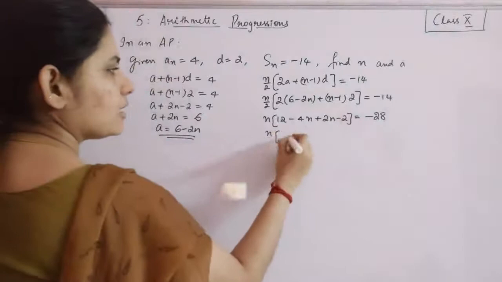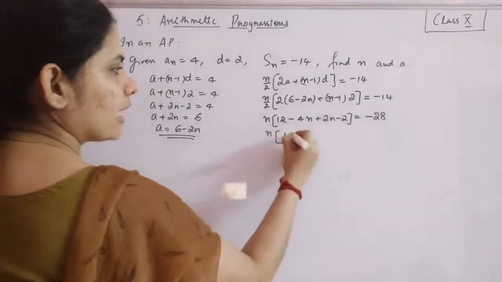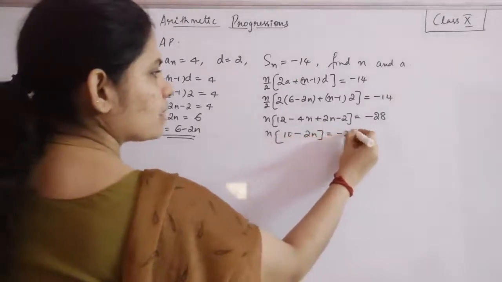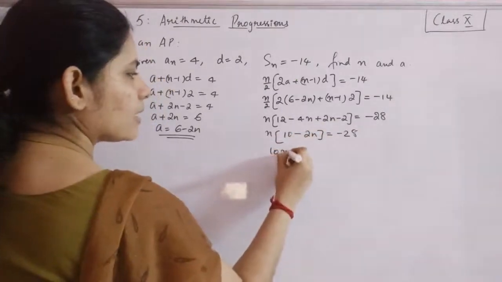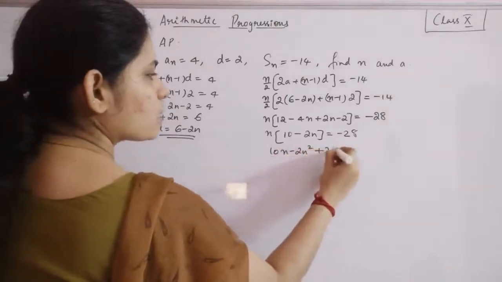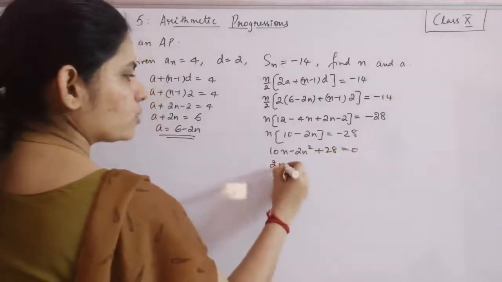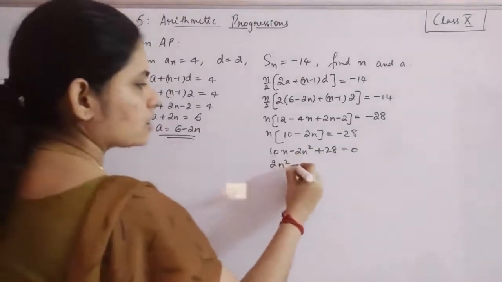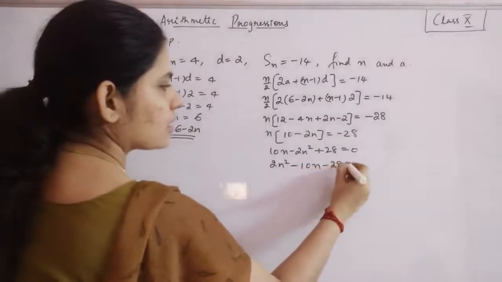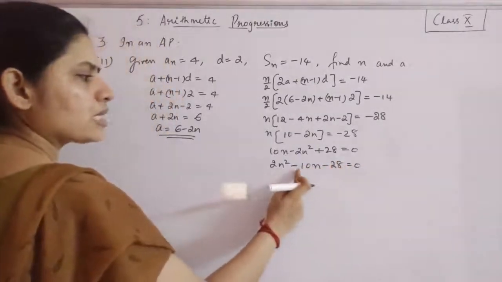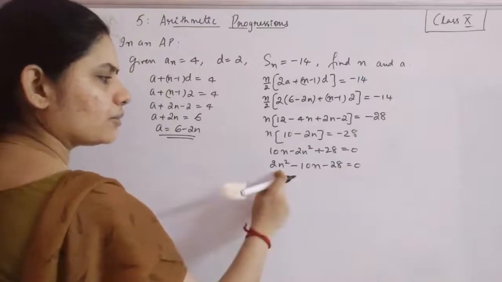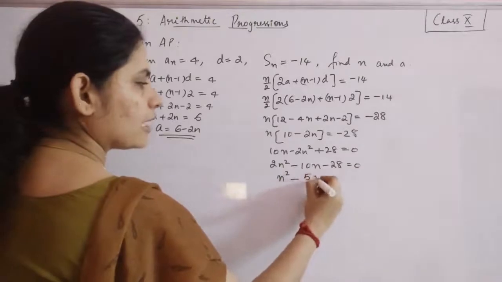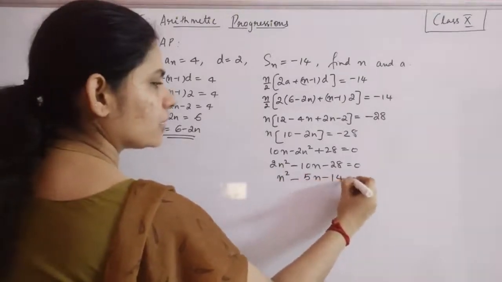Okay, that is n into 12 minus 2, 10, minus 4n plus 2n minus 2n is equal to minus 28, so that you are getting 10n minus 2n square plus 28 equal to 0, or 2n square, making this positive, we are taking a negative out and cancelling 2 out. So you get this as negative, this again as negative. So it is 2n square minus 10n minus 28 equals 0. Now you have something in common, 2, that can be cancelled again. So you will get n square minus 5n minus 14 equal to 0.